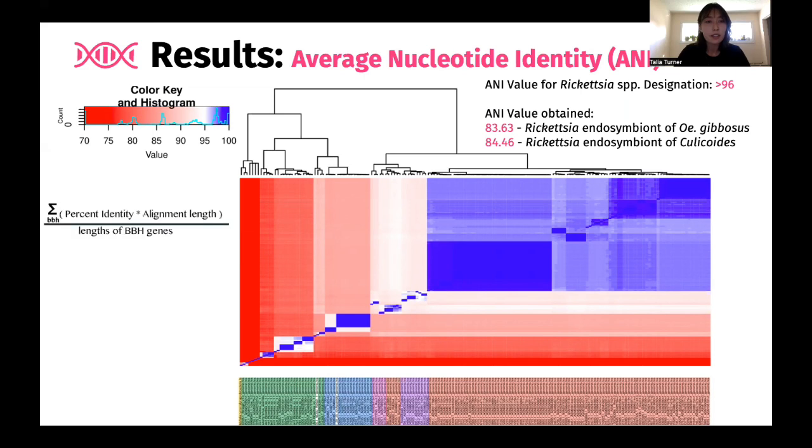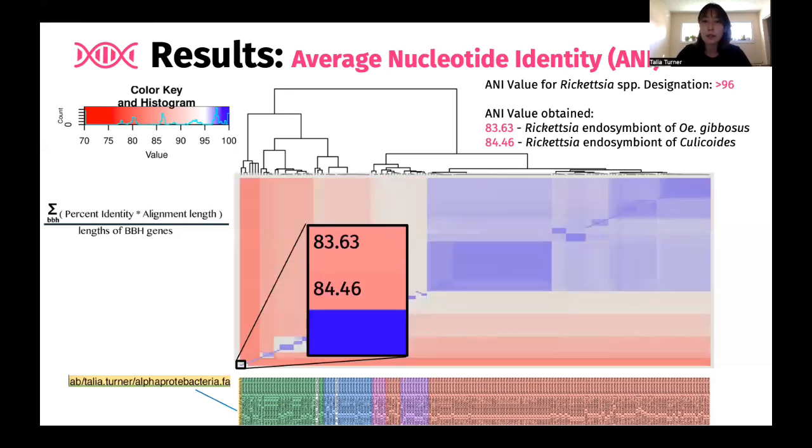So finally, for our average nucleotide identity, this really is the gold standard for bacterial and archaeal species designations, and it is calculated using the sum of percent identity multiplied by the alignment length and then divided by the lengths of the bidirectional best hit genes. And what we are really aiming for in a novel species designation is an ANI value of less than 95%. And just due to Rickettsia having a high degree of synteny between species, we were aiming for a little bit higher of a value. So you can see our sample over here in the corner, and the two closest hits were 83.63 for the Rickettsia endosymbiont of Aedes jubosus, as well as 84.46 for the Rickettsia endosymbiont of Culicoides.